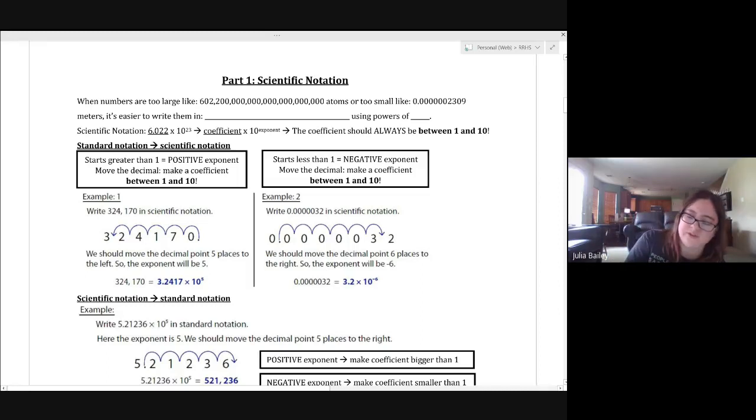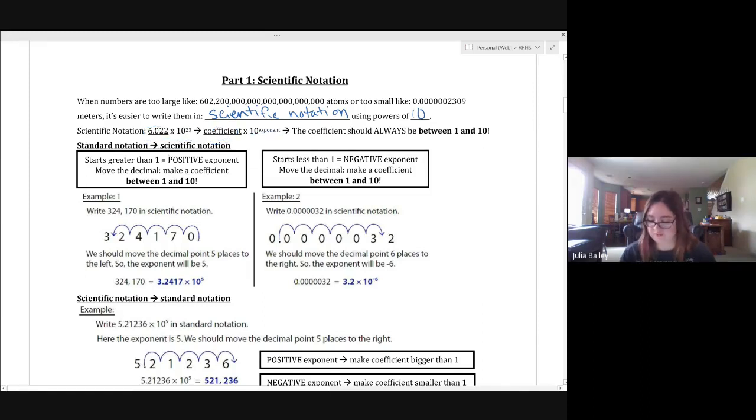When numbers are really large, like 6022 atoms, or too small, like 0.00000002309 meters, it's easier to write the numbers in scientific notation using powers of 10. So a number like this becomes 6.022 times 10 to the 23rd, where you have a coefficient times 10 raised to some exponent power.